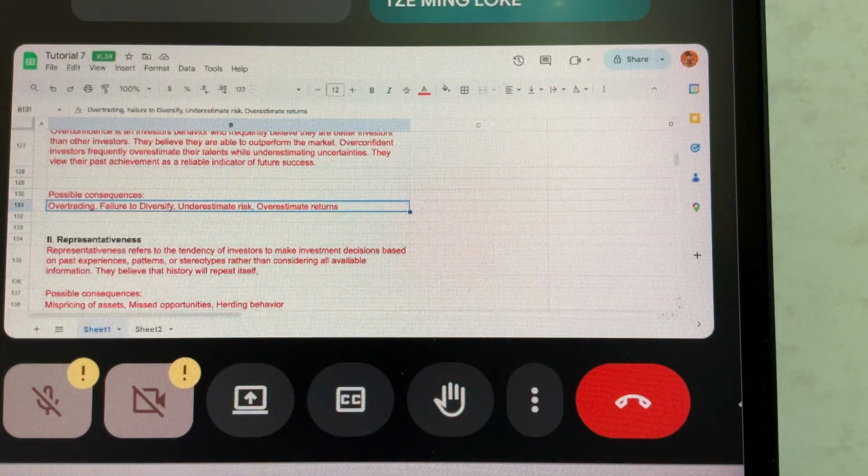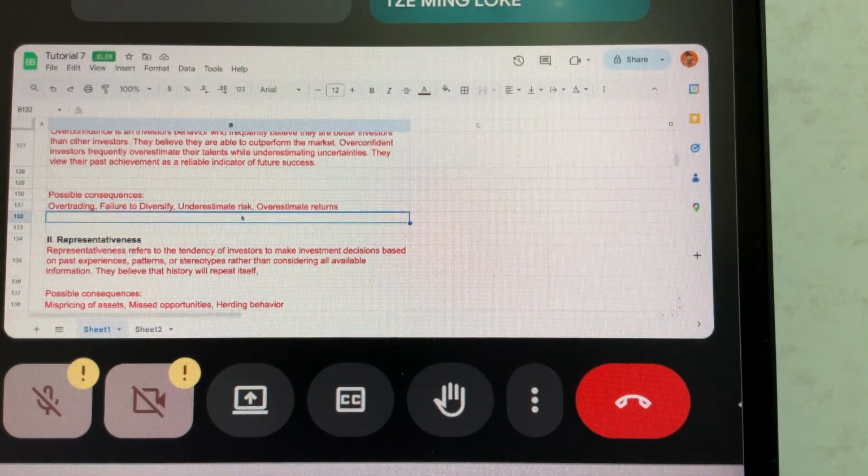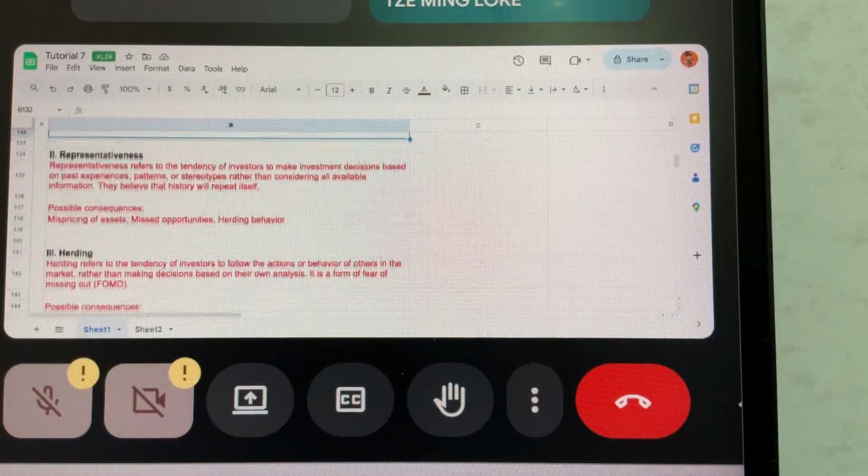Okay? And they may not diversify. From day one, we already told you one of the main things about investing is diversify. So they will probably not diversify because what happened is, I use this technique and I make money. So now I go all in. All in, use this technique, all in. No diversification. They will underestimate the risk and overestimate their returns. So those are the possible consequences.